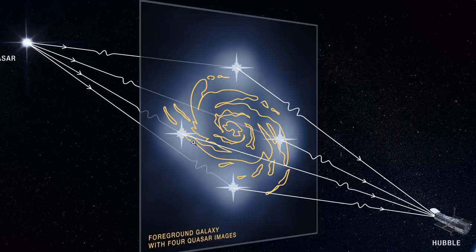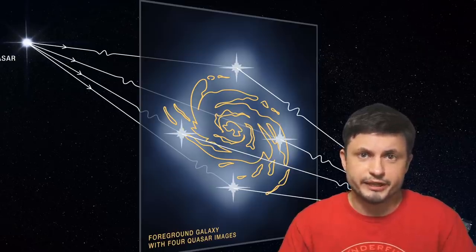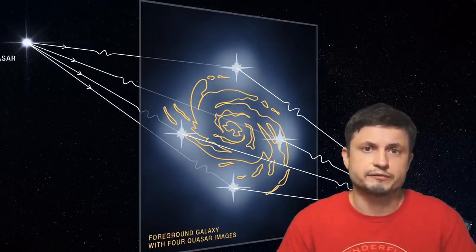But despite all of these optical illusions, they actually provide an extremely important tool for the scientists that allows the scientists to study objects that would be otherwise invisible to us, while also helping us figure out a lot of features of the universe itself. For example, by comparing different mirror images coming from the same quasar, we can typically start figuring out how the space between the galaxies behaves and even how fast the universe itself is expanding.